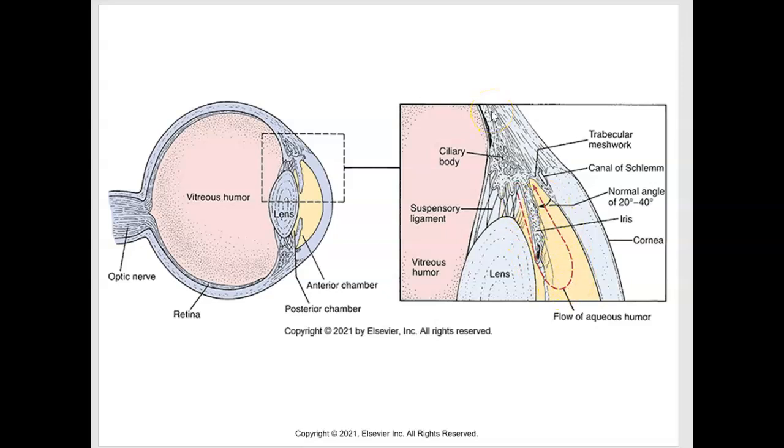From there, it circulates around the iris into the anterior chamber, and then it exits the anterior chamber through the trabecular meshwork and the canal of Schlemm. I love that name, canal of Schlemm. If outflow from the anterior chamber is impeded, back pressure will develop and your intraocular pressure will rise. Conversely, if your production of aqueous humor falls, your intraocular pressure will decline.